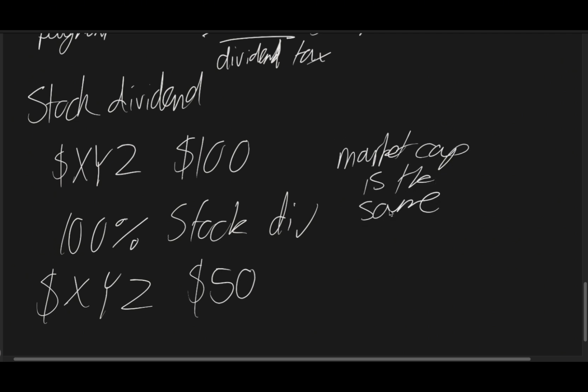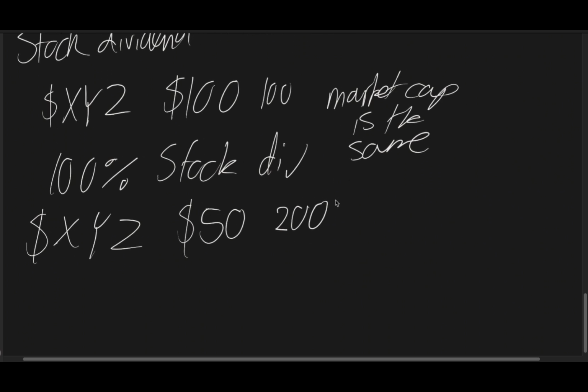Assuming all the other market forces, like the speculation on the stock, are constant, the market cap would stay the same between these dilutions. Let's say there were 100 shares here, and now there would be 200 shares because of this 100% stock dividend. So it's basically the same process. The market cap is still at $10,000 in this example.